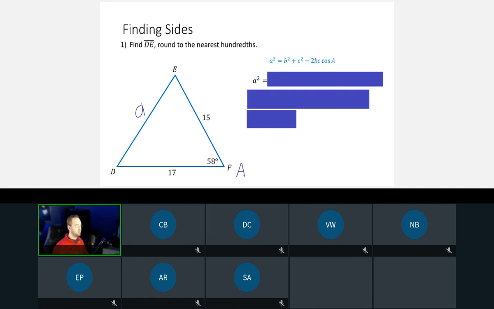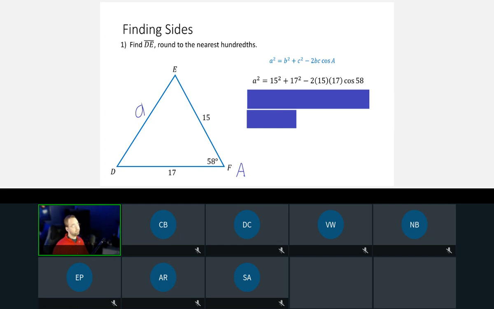So B and C, it doesn't matter if 17 is B or 15 is B. It doesn't matter. I think I chose 15. We got 15 squared, 17 squared. So these numbers, when looking at this angle here, are the sides that are touching that angle, the adjacent sides, 15 and 17. And once you do this a few times, you see that pattern. It's pretty easy to remember. Minus 2 times B times C. And then cosine of A, we know, is 58 degrees.